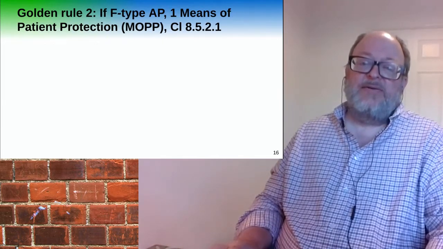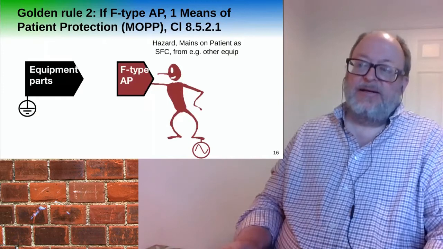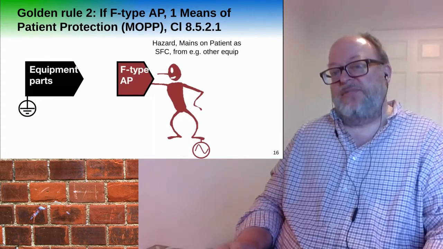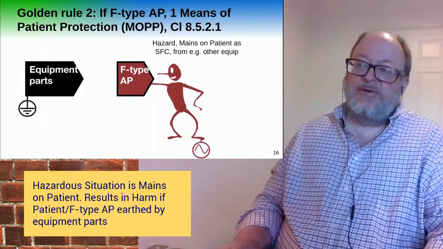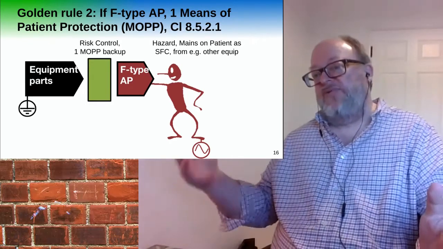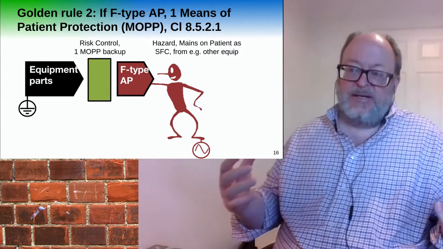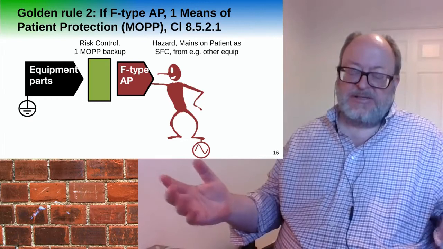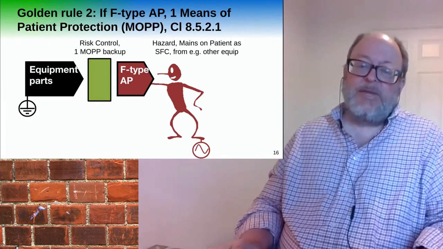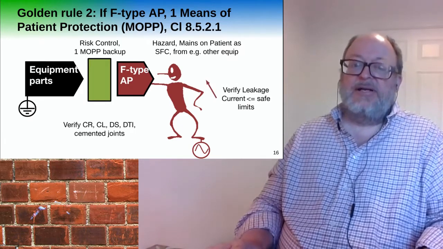Golden rule number 2, the hazard is actually mains on the patient, if you will. And the hazard would be completed if somehow that F part had a path to other equipment parts that would be earthed. So we will risk control that with one means of protection, patient protection. That's to back up presumably a single fault that's already occurred, allowing mains on the patient. So there is two means to prevent such disasters, and our equipment provides the one backup. Again, there's insulation parameters and leakage current that would be verified, and we would have no harm.